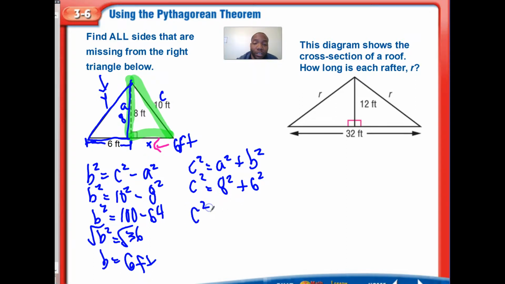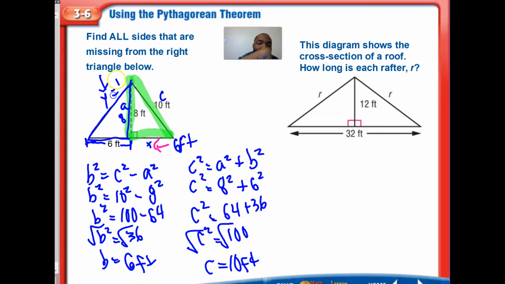So c squared is equal to 64 plus 36. 64 plus 36 is 100. Y'all know these are Pythagorean triples, right? Take the square root. C is equal to 10 feet. It only worked out this time, y'all, that they're equal. And there are rules why in math 2 you understand why they're equal. All right, let me hurry up because y'all gonna be mad at my lesson.